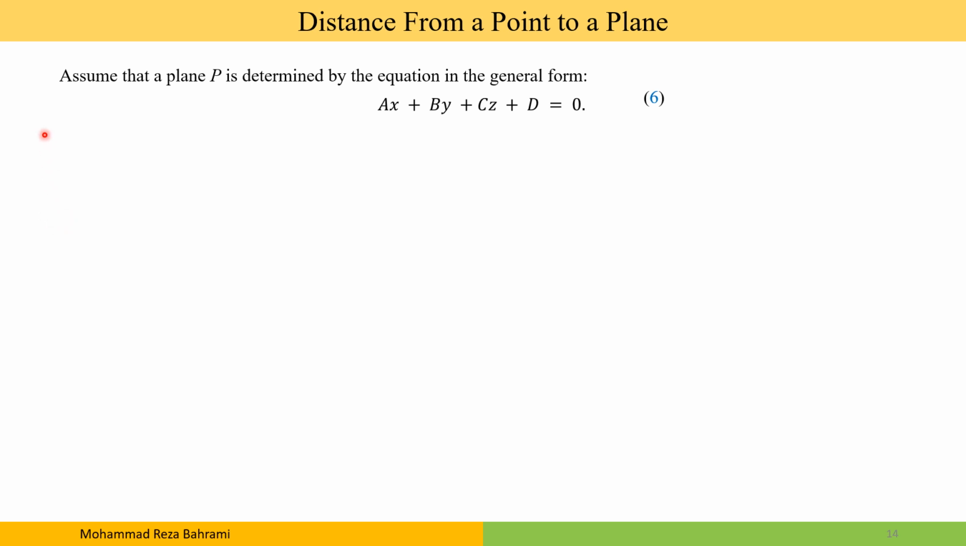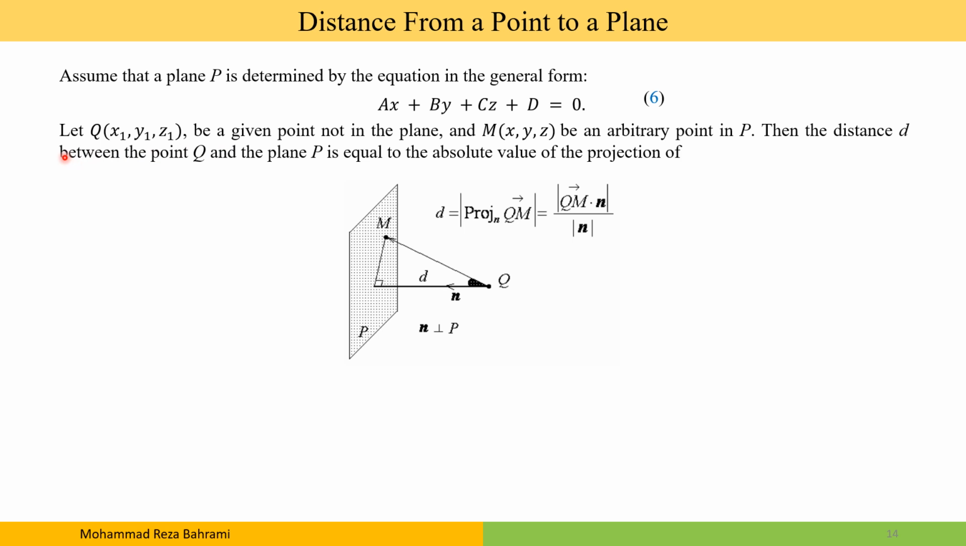Distance from a point to a plane. Assume that a plane P is determined by the following equation. So we have the general form of plane P, and a point Q which is not in the plane, and we have M, which is an arbitrary point in the plane P. So we have an arbitrary point on the plane, and a point which is not in the plane.